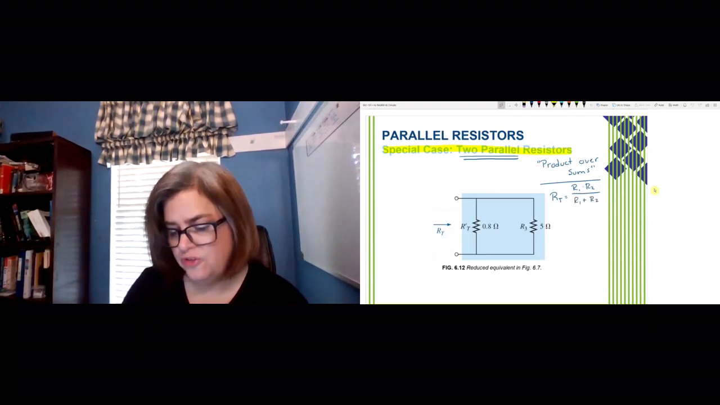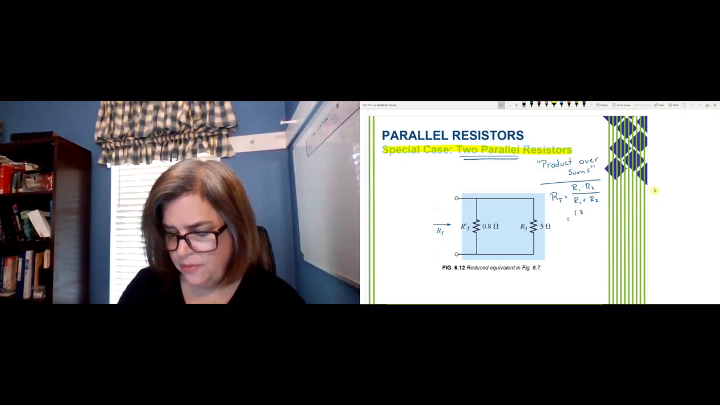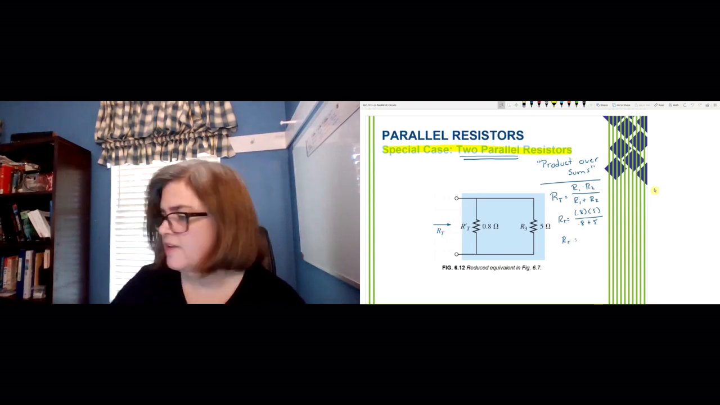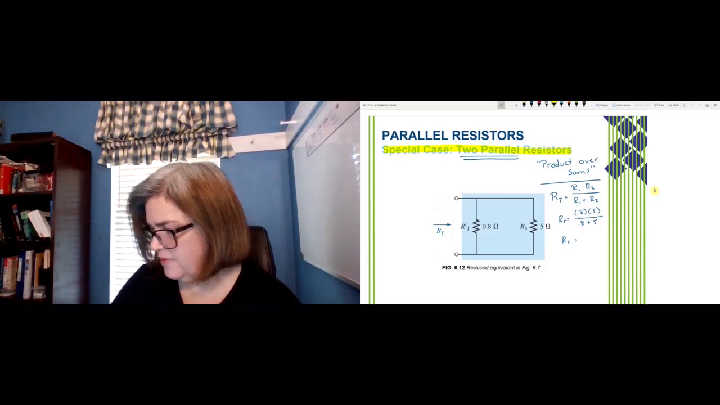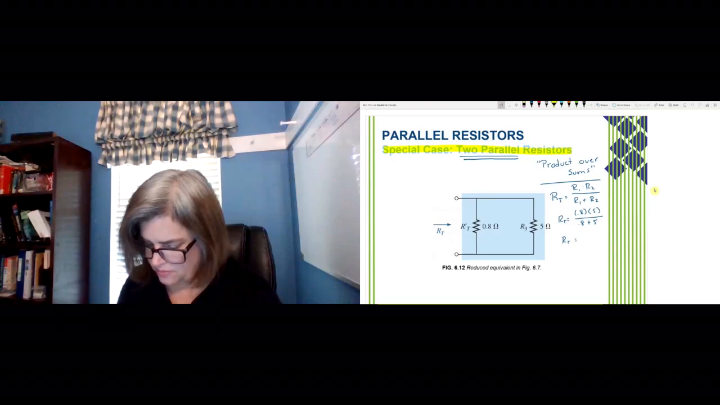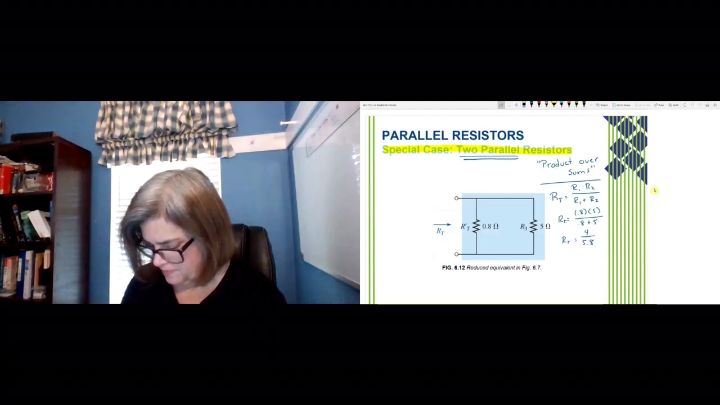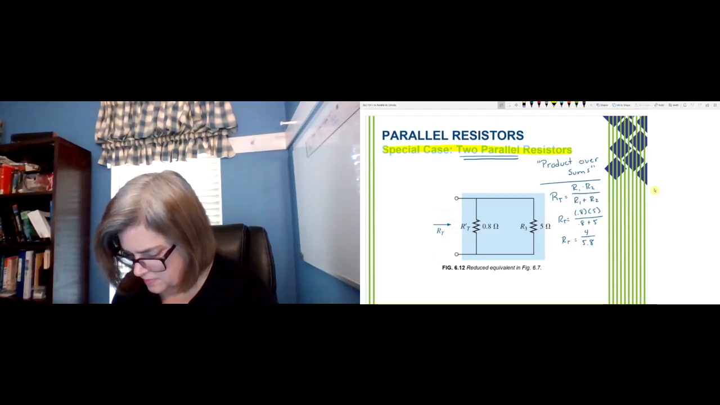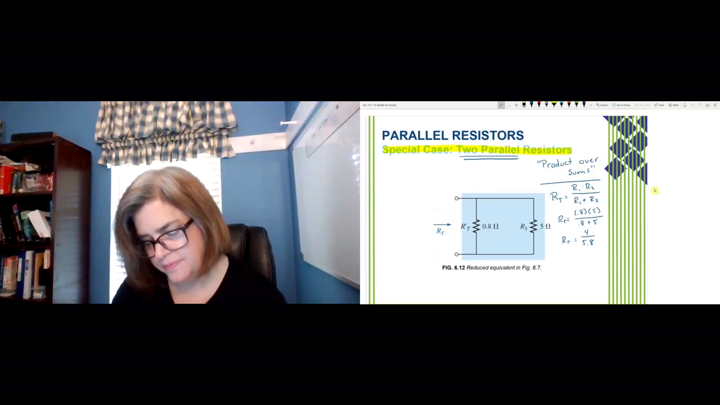Now, if you have just 2 resistors in your circuit, this might be a little bit quicker for you. So we're saying 0.8 times 5 over 0.8 plus 5 will give you RT. So what is that? Let's see, this problem is not on my paper here, so 0.8 times 5 is 4 over 5.8, and that is 0.69.